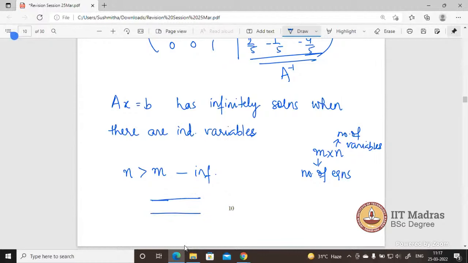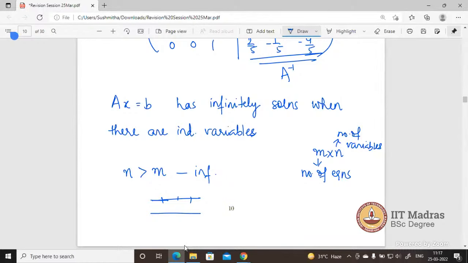Say two rows, two equations, and three variables. It's an underdetermined system, right? You need at least three equations to find three variables, right? That is for a unique solution. So it's underdetermined, which means you don't have enough information about the variables, so there will definitely be infinitely many solutions. So this is correct, right? n greater than m is infinite.